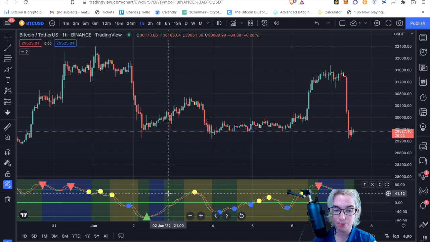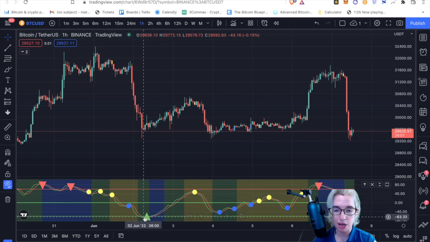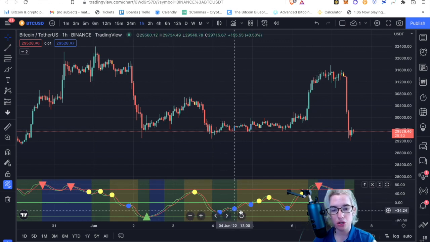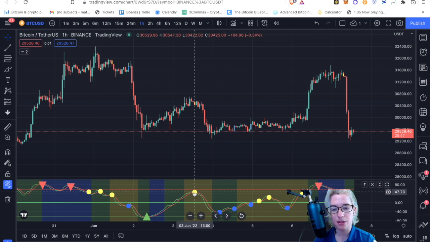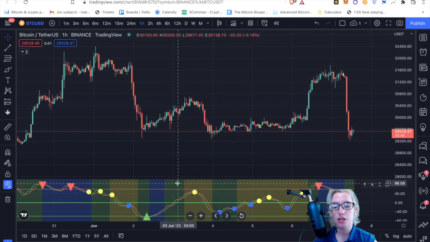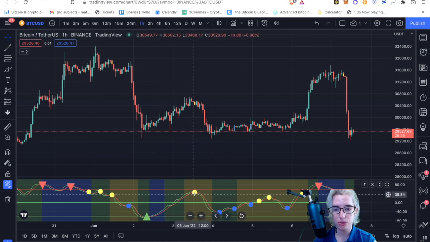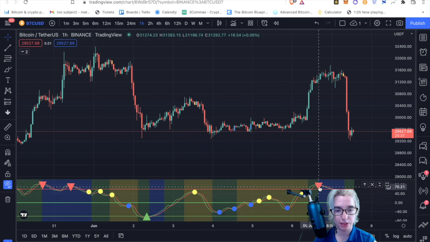It is a momentum-based indicator and gives you buy and sell signals. So the green triangles are strong buy signals, the red triangles are strong sell signals, the blue dots are caution buys, and the yellow dots are caution sells. All right, so based on this indicator, you would buy when you get a green triangle or a blue dot, and you would sell when you get a yellow dot or a red triangle.